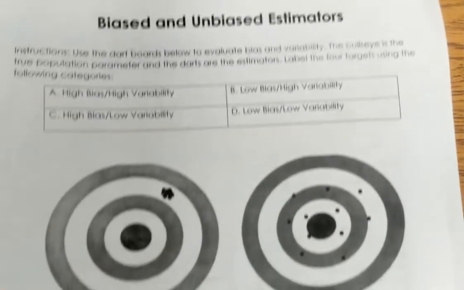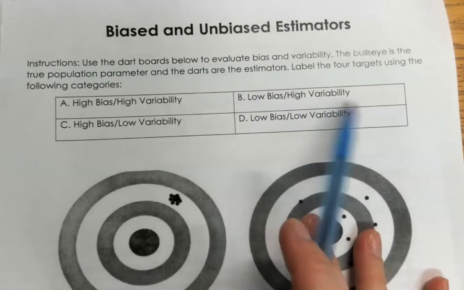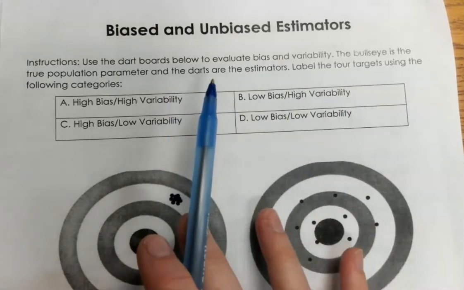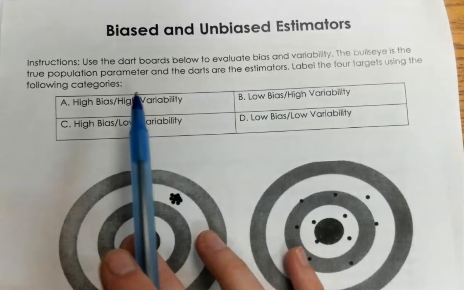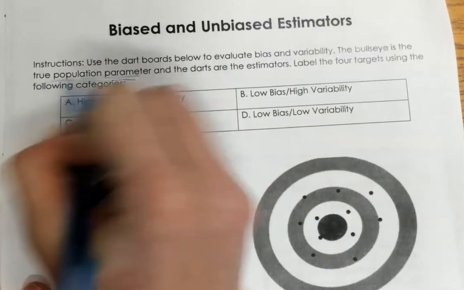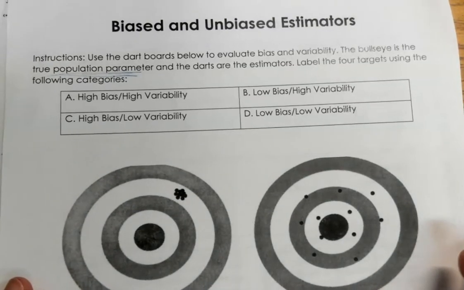Alright, and that's pretty much it, you guys. So let's go through some examples together. Biased and unbiased estimators. Use the dartboards below to evaluate bias and variability. The bullseye is the true population parameter. So the center, the bullseye of the dartboard, is the true population parameter, and the darts are estimators.